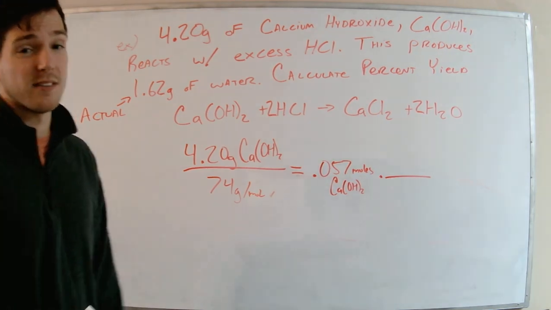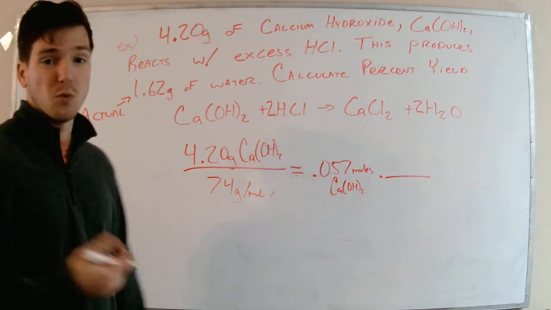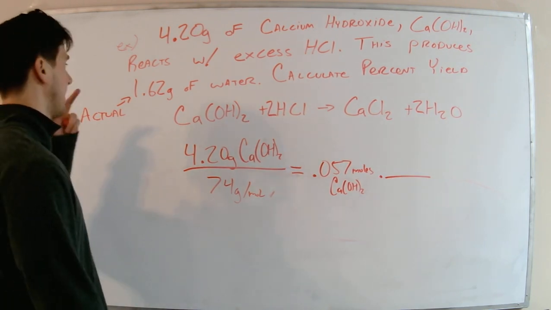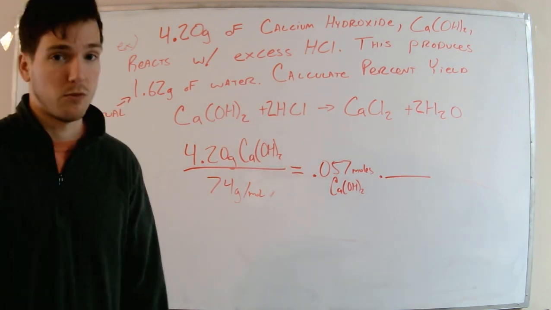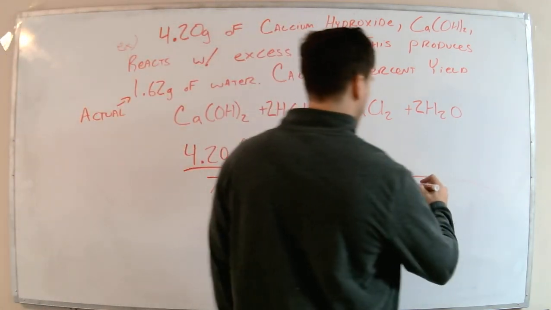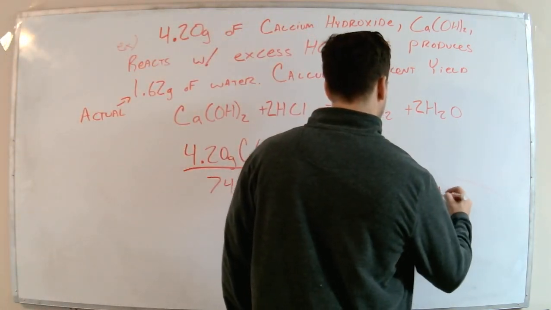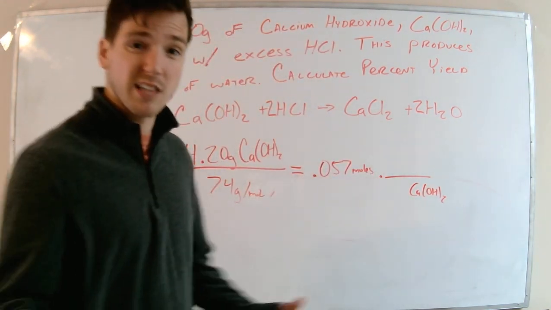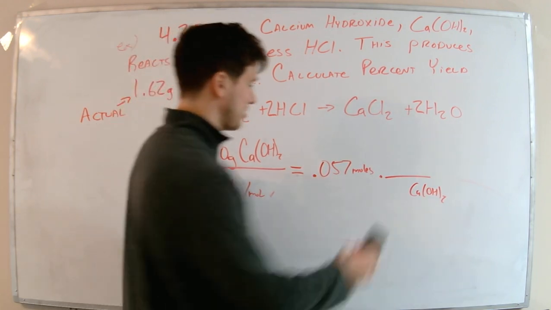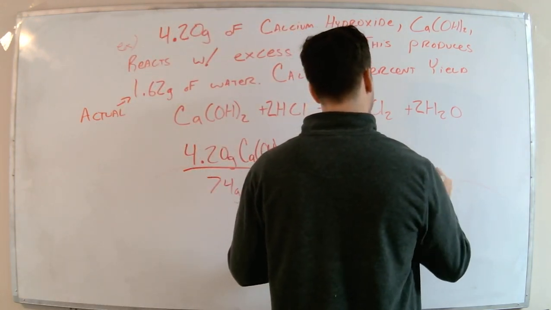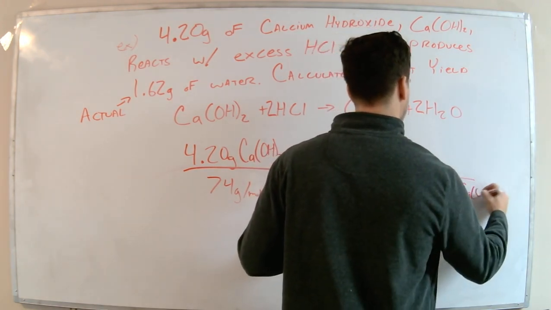And we know that we are changing this to water, right? We want to go from moles of calcium hydroxide to moles of water, and that's because we already have the actual of water. Now we need a theoretical. Calcium hydroxide on top, calcium hydroxide on bottom. I know that looks confusing. Let's switch that, because it might look like calcium hydroxide is on bottom. It's not. Okay, calcium hydroxide on bottom.